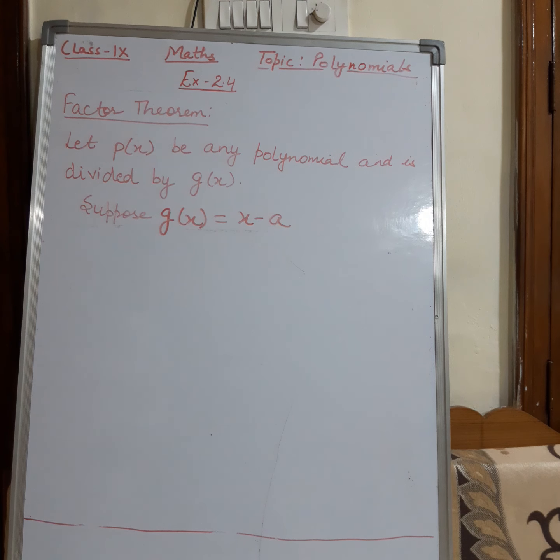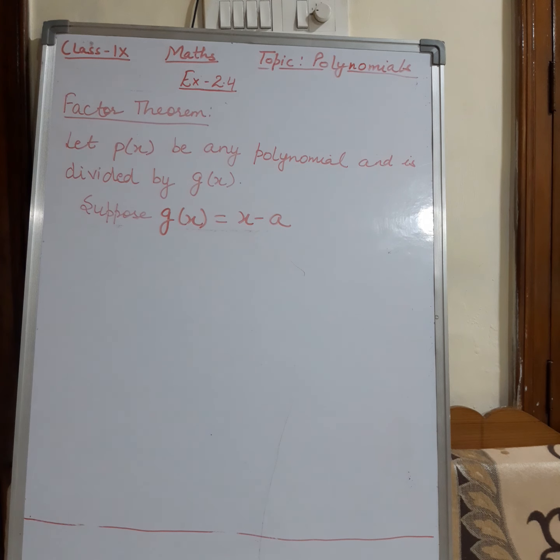Welcome back everyone. Today we are going to start exercise 2.4 and the main thing in this is factor theorem. See, remainder theorem and factor theorem are interrelated to each other because in the previous lecture also I discussed with you what is the relation between the factor and the remainder. If the remainder is coming out to be 0, then the divisor is called a factor of the dividend.